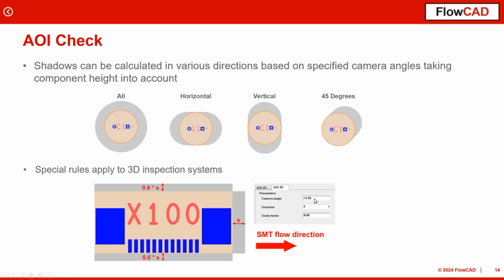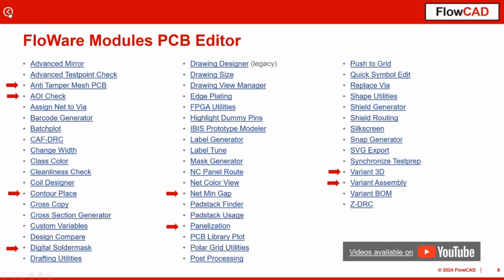And also the camera angle matters. So the smaller the camera angle, the smaller the shadow will be. I will show this in the demo later. This is the AOI check. Next one is contour place.